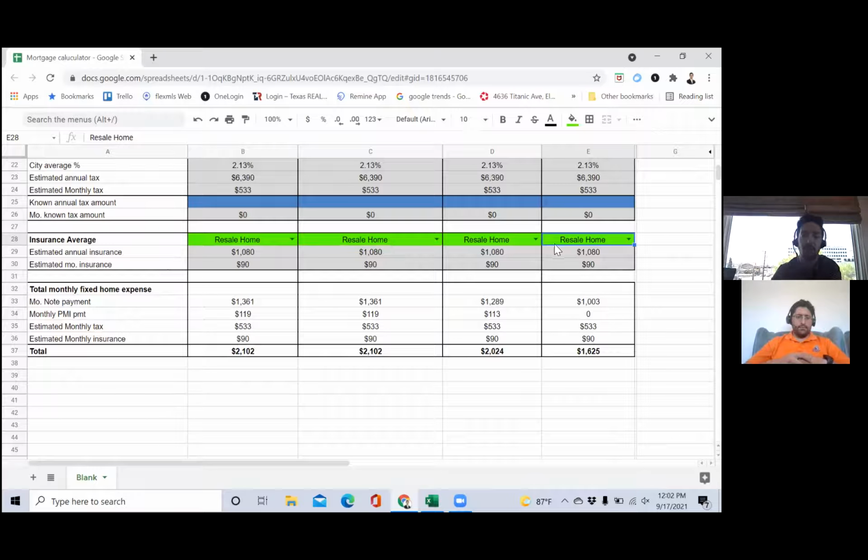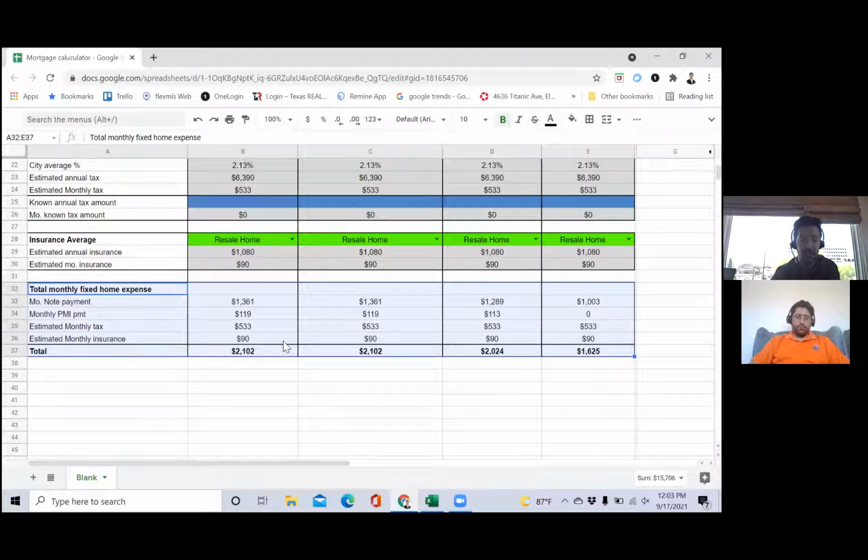Here we're assuming it's a resale home, average 90 bucks a month. I think I pay like 72 bucks a month on my home. Some people are going to pay 110, whatever, but this is just an average benchmark. We weren't able to be precise unless we have a specific property on hand. So the final table here summarizes everything.